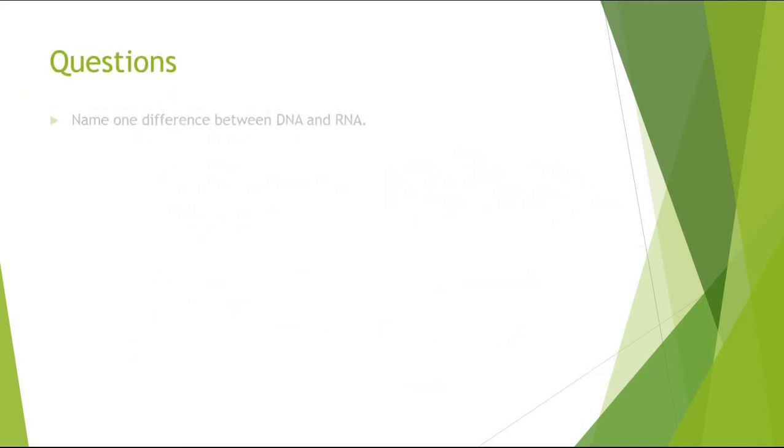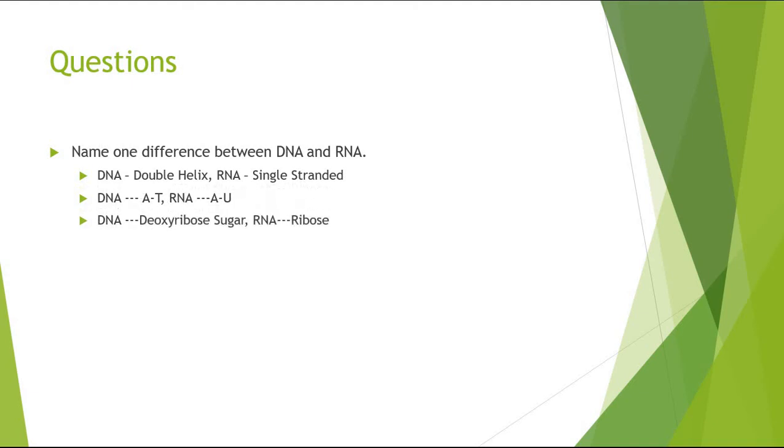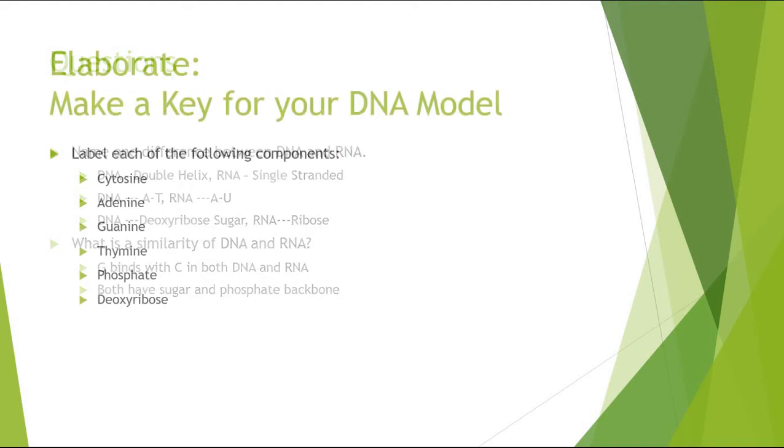Questions. Name one difference between DNA and RNA. DNA is a double helix, RNA is single-stranded. DNA has A T, RNA has A U. DNA has deoxyribose sugar, RNA has ribose. What is a similarity of DNA and RNA? G binds with C in both DNA and RNA. Both have a sugar and phosphate backbone.